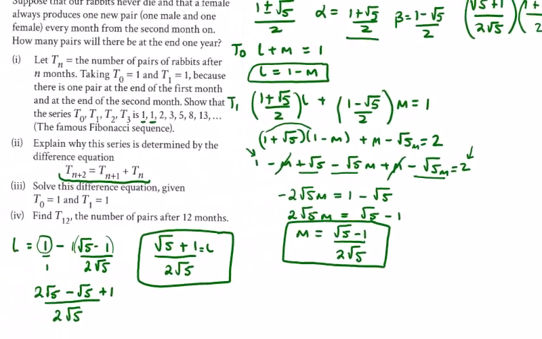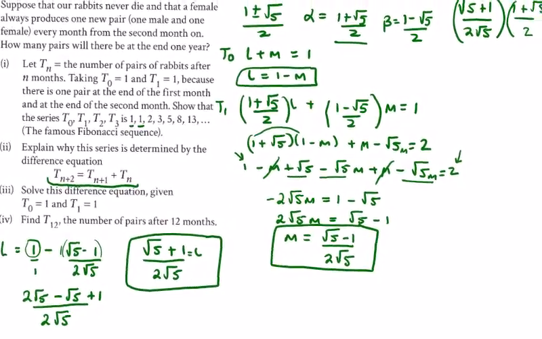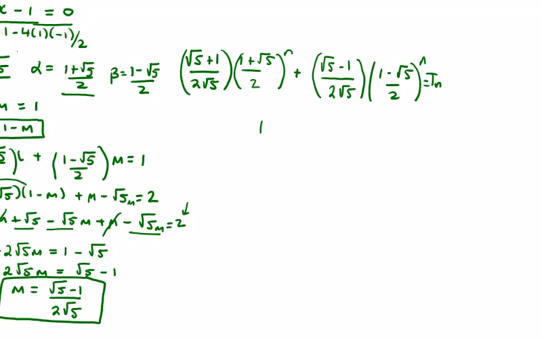The last part asked, you can obviously simplify that down in your own way, but find T12. I think T12 when we put it in here gives 233. So the Fibonacci sequence in a bit more detail.